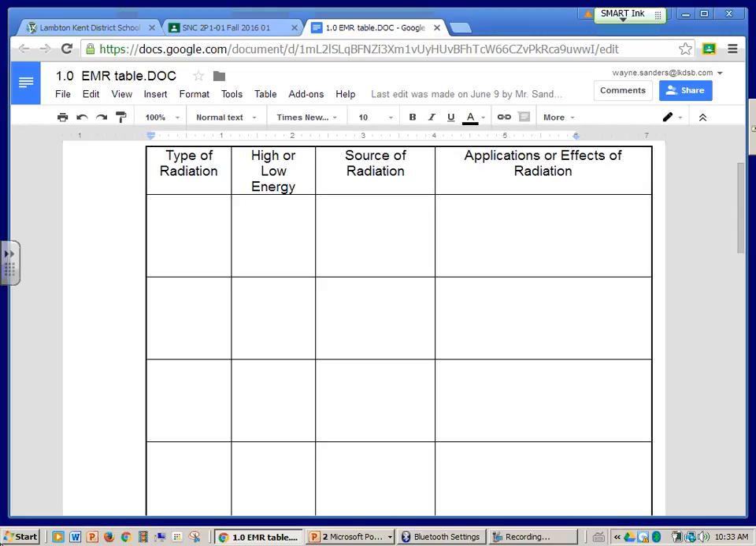And infrared is caused by small electron jumps in atoms. I want you to put that there as the source: small electron jumps in atoms.